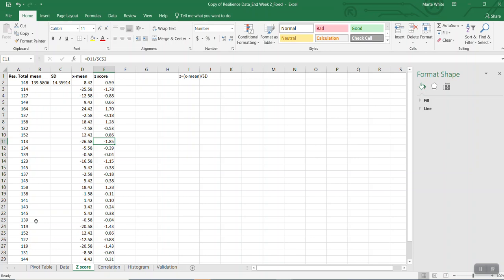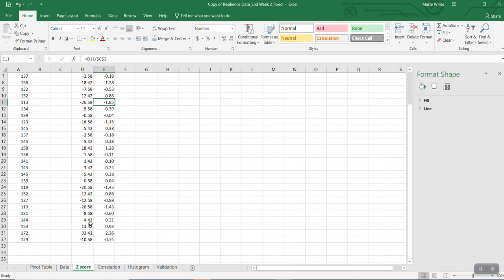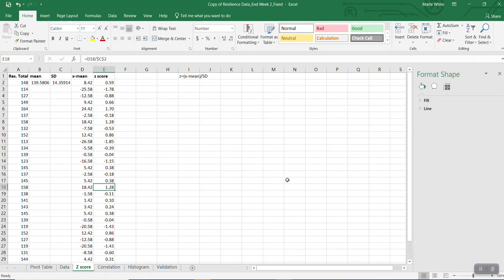I thought we had one, no, because the resiliency scores aren't as high as the other ones. So anyway, most of you fall within that one standard deviation. A few actually land outside the standard deviation when it comes to the scores. But that is z-scores in a nutshell.